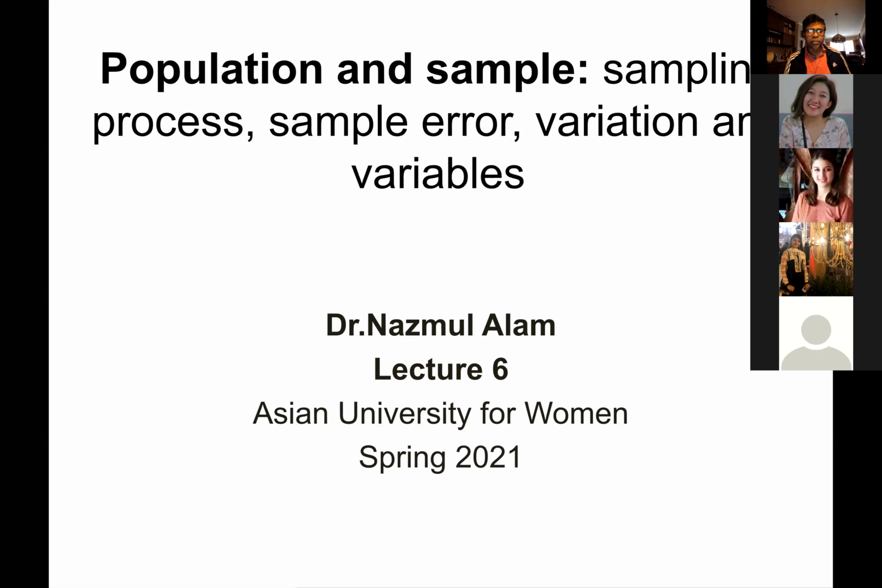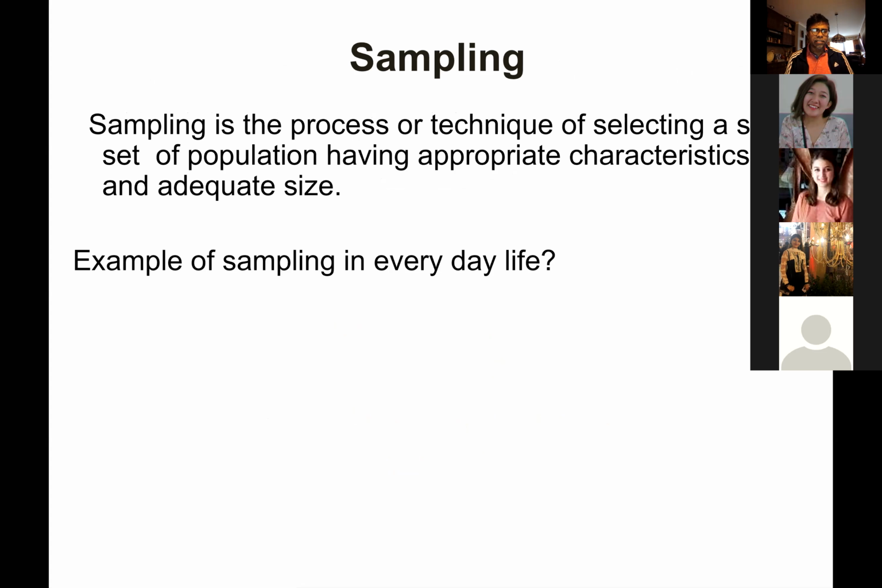So how are you going to get these 484 people that you need to include in your study? That's the sampling. So this sampling in itself is an important step when you conduct a research, right?